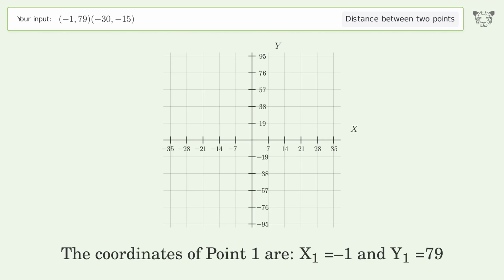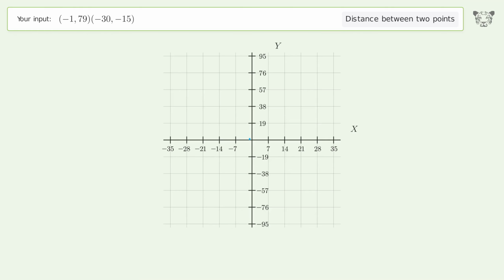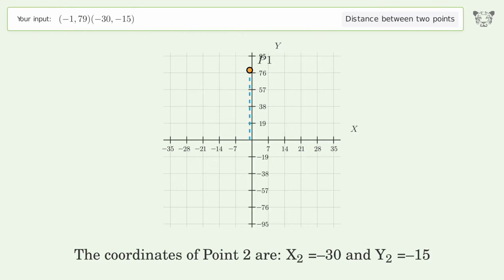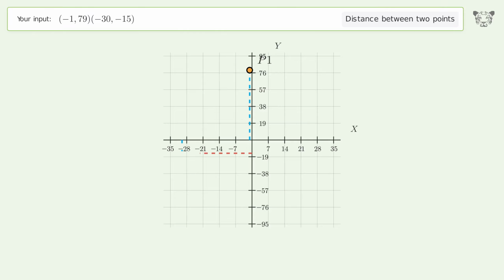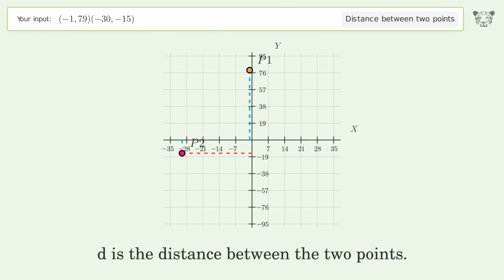The coordinates of point 1 are x1 equals -1 and y1 equals 79. The coordinates of point 2 are x2 equals -30 and y2 equals -15. D is the distance between the 2 points.